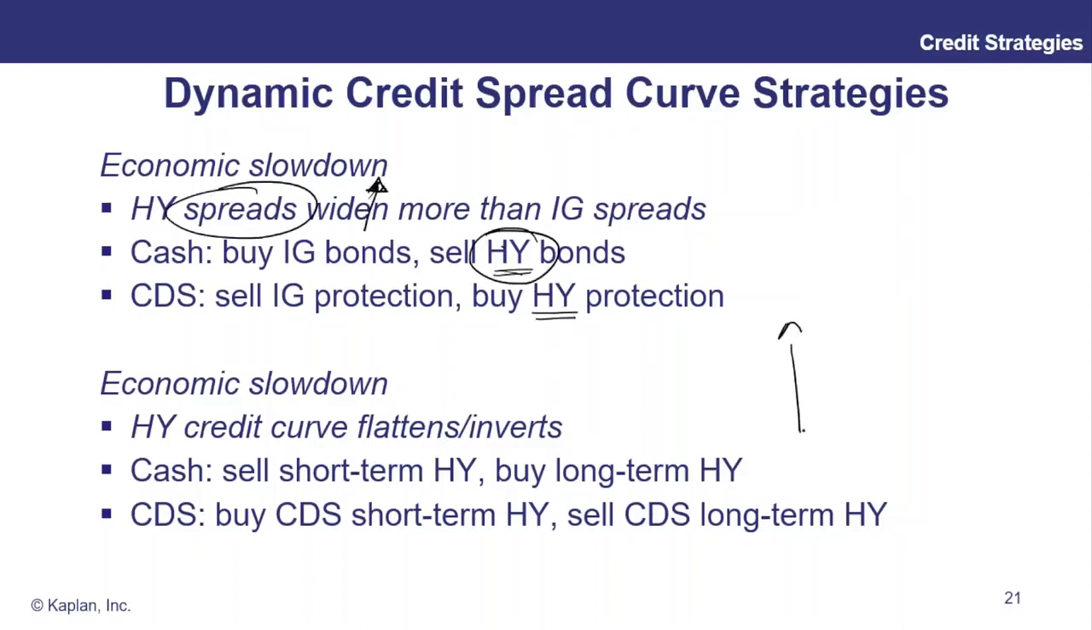When it comes to an economic slowdown, we'd expect actually the credit curve to flatten, or even invert. So short-term spreads are going up, long-term spreads are going down, okay? And what does that mean? Well, when spreads are going up, we don't want to be in bonds there, but we do want protection, okay? Where spreads are falling, we do want to be in bonds, but we don't want to be in protection.